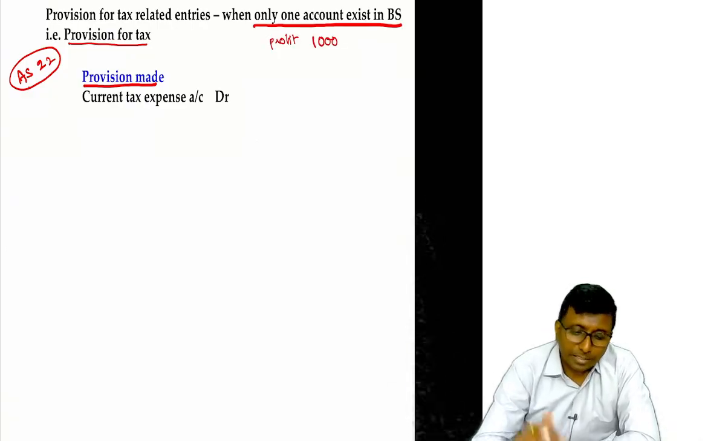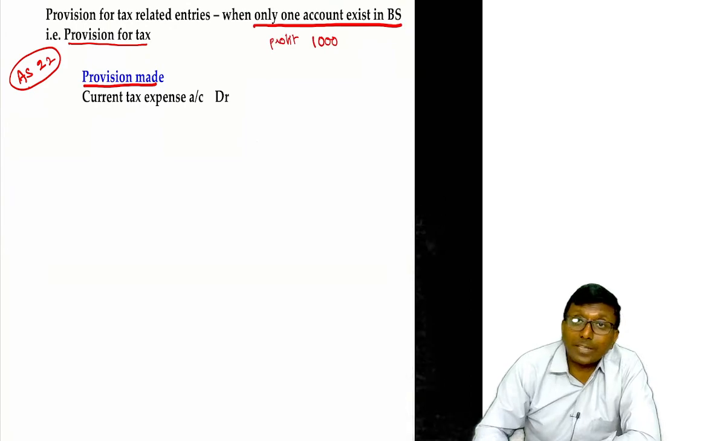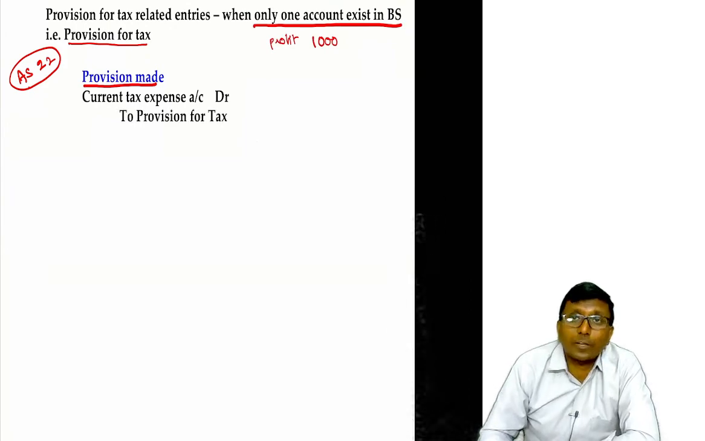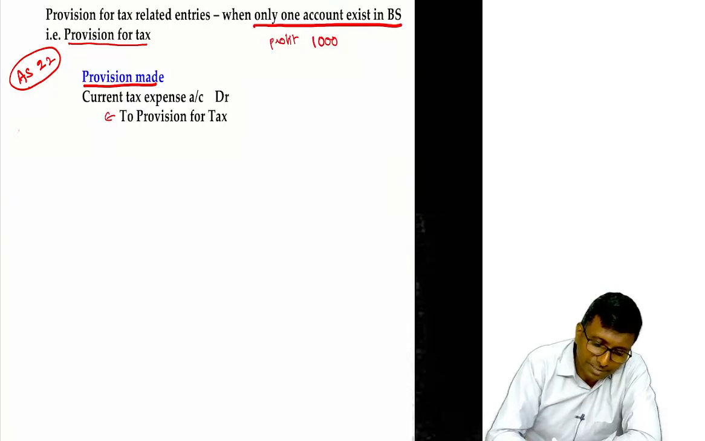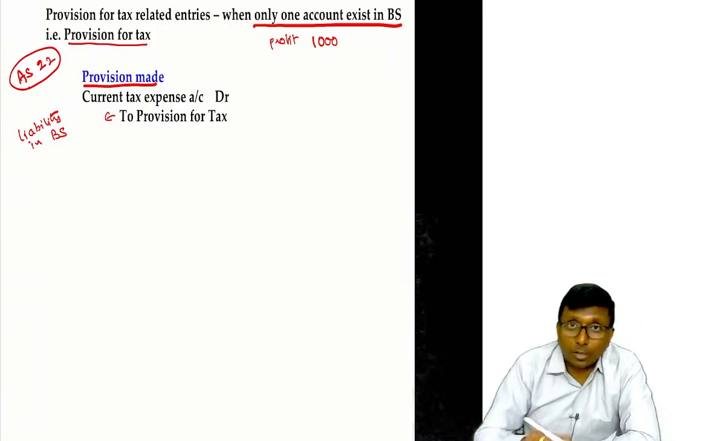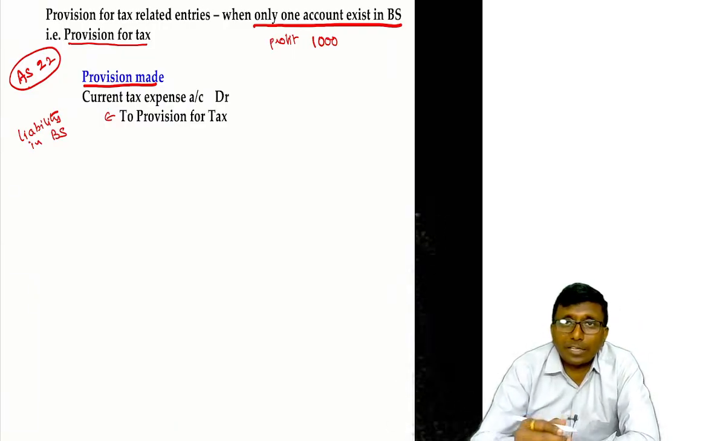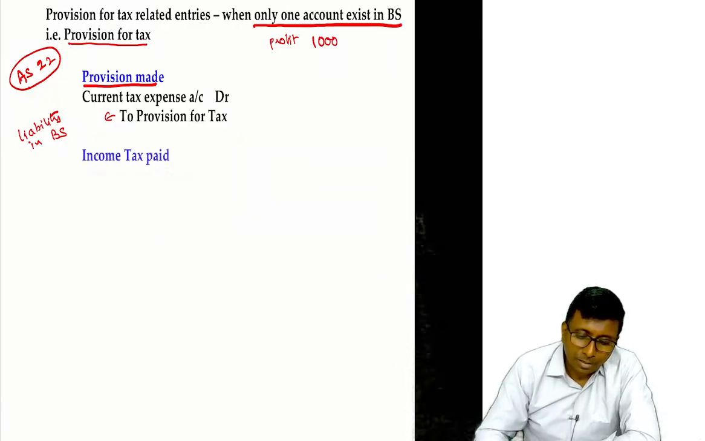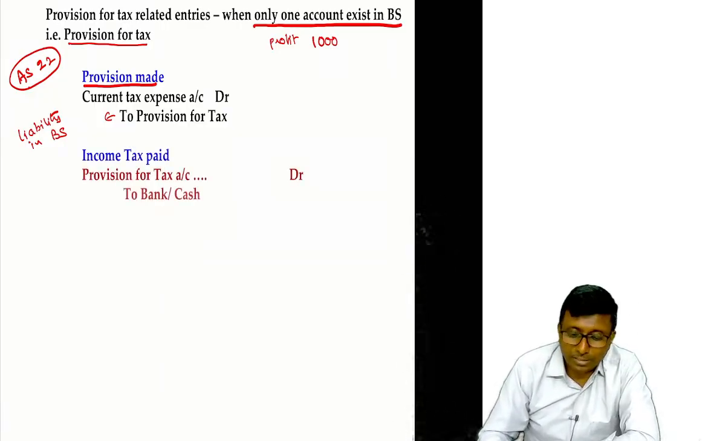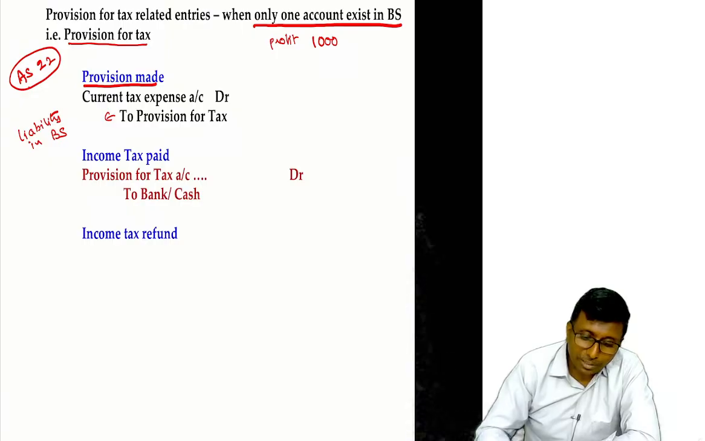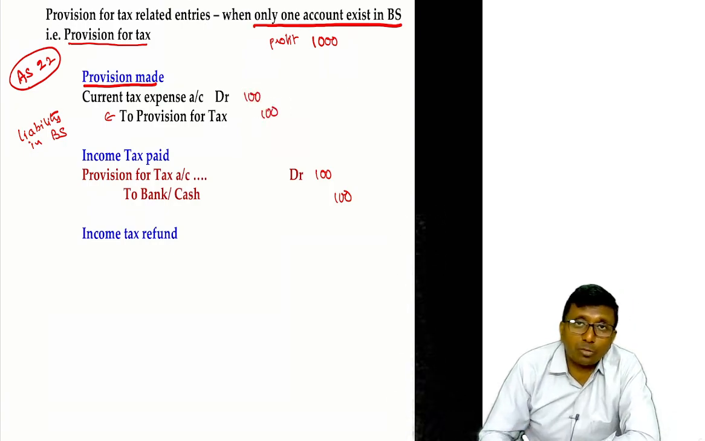Okay, guys? So, provision: current tax expense account debit. It's a provision, it's payable. What do you say? Provision for tax. What is provision for tax? It is a liability in the balance sheet. Are you supposed to pay it to the government? Yes. When you make a payment, that day provision for tax account debit to cash. Next, sir, income tax paid: provision for tax account debit to cash or bank. Right. Sir, we got a refund. Sometimes what happened? Sir, I paid 100 rupees, but we are not liable to pay that much. Only 95 you are supposed to pay. But you paid excess.